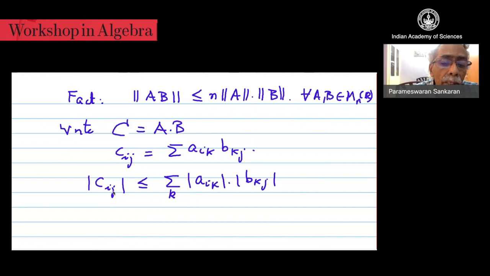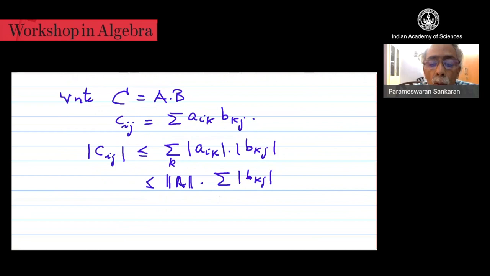So this is less than or equal to the norm of the matrix A times the summation, where each one of these is replaced by the norm, of Bkj. But each one of these Bkj is dominated by the norm of B. So k is equal to 1 to n. So this is less than or equal to norm of A times summation. There are n terms, each one of them I replace by this, so this becomes n times norm of B. Is that clear? So that proves this one.